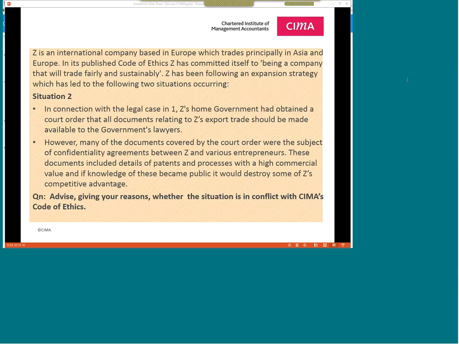The particular code relating to this scenario is the confidentiality part. As per the guide, we can't give the confidential information to a third party or outside world, but the code says that if requested by law or the authority, then we have the right to give that information.